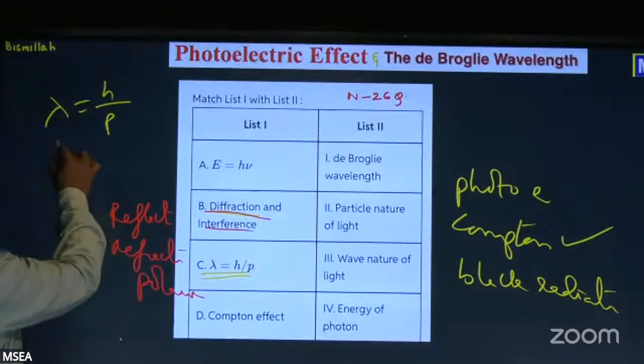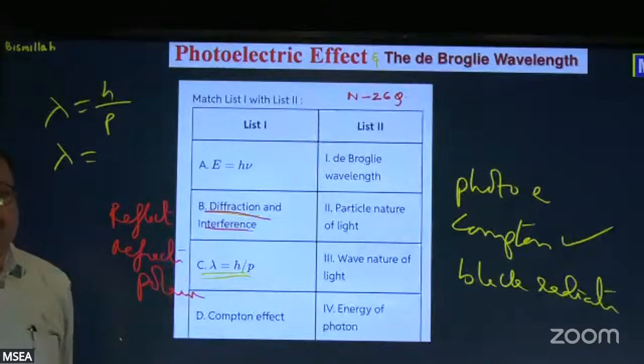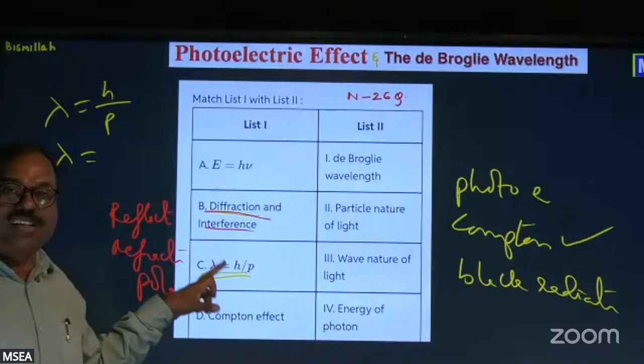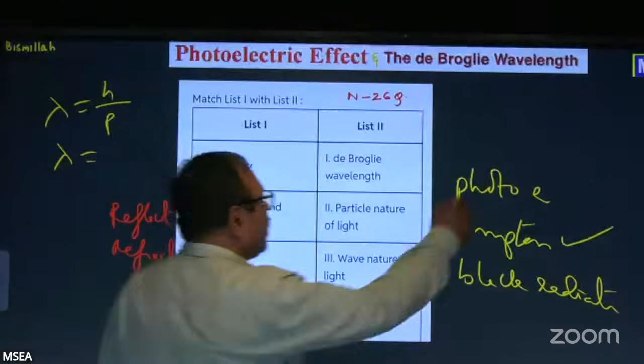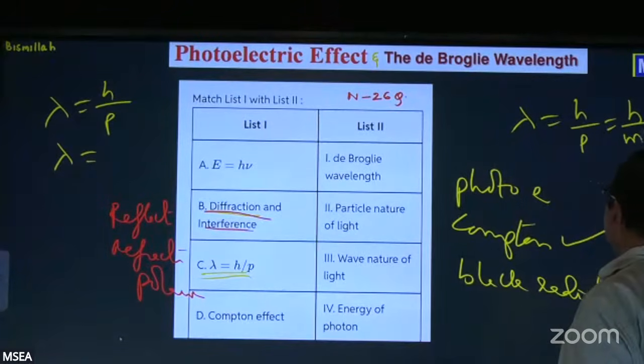So lambda is equal to h by p. What more can we remember for this de Broglie wavelength? In NEET 2026, lambda is equal to h by p was asked. What more do we have to remember? So one thing is lambda is equal to h by p, or h by mv.